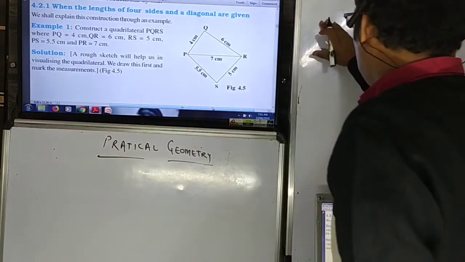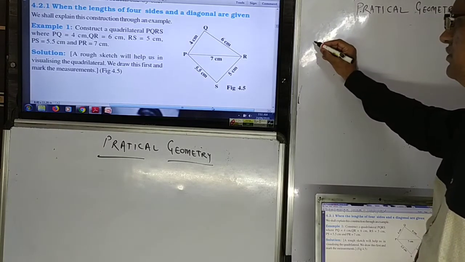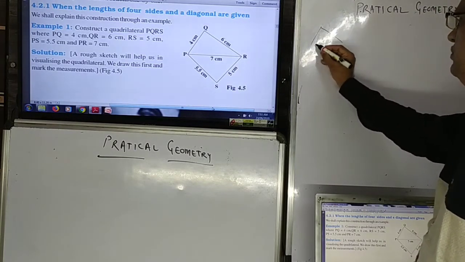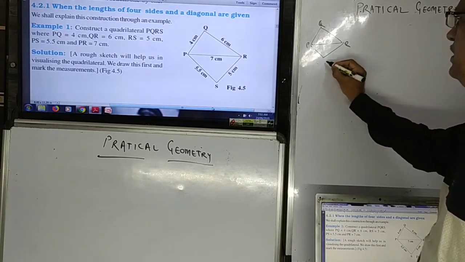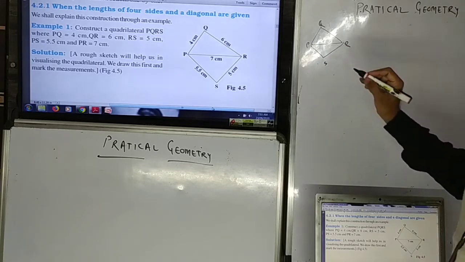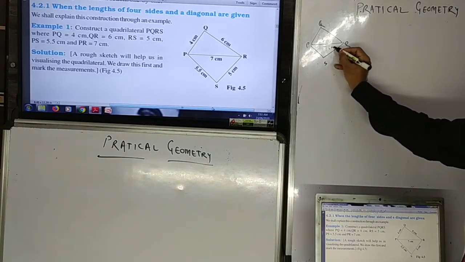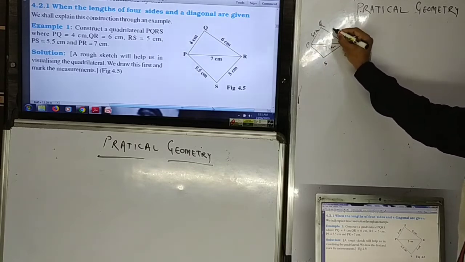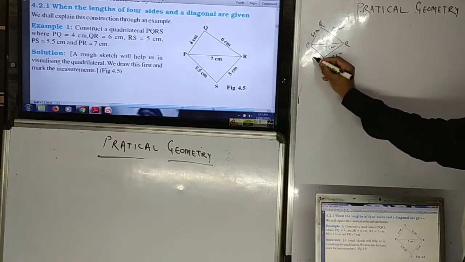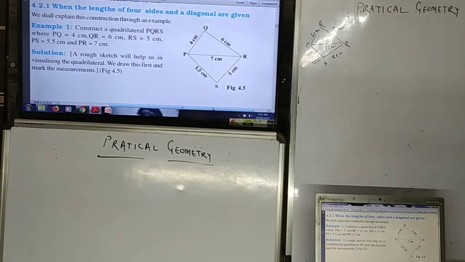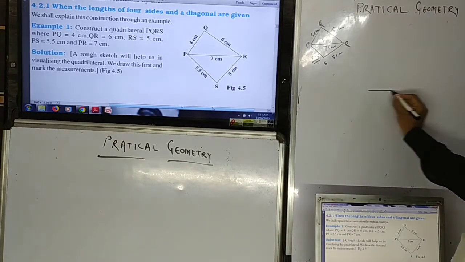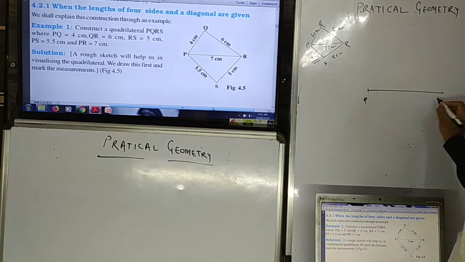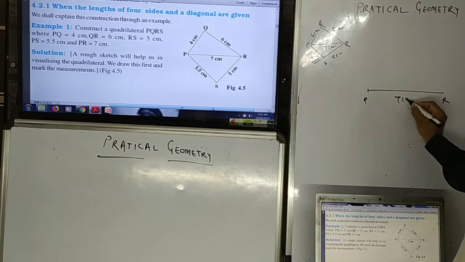First of all, do the rough diagram. PQRS, where this is 7 centimeter, this 4 centimeter, this 6 centimeter, this 5 centimeter, and this 5.5 centimeter. Now what we do? First of all, we draw one triangle. Now let us say this PR equal to 7 centimeter. Construct this PR equal to 7 centimeter.